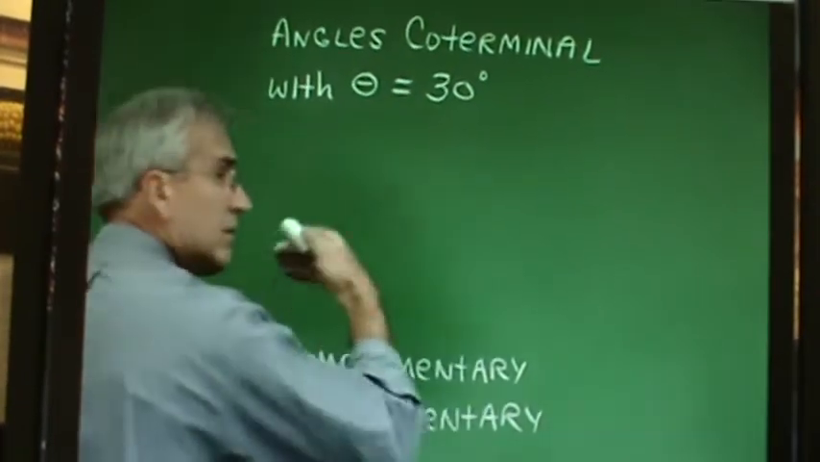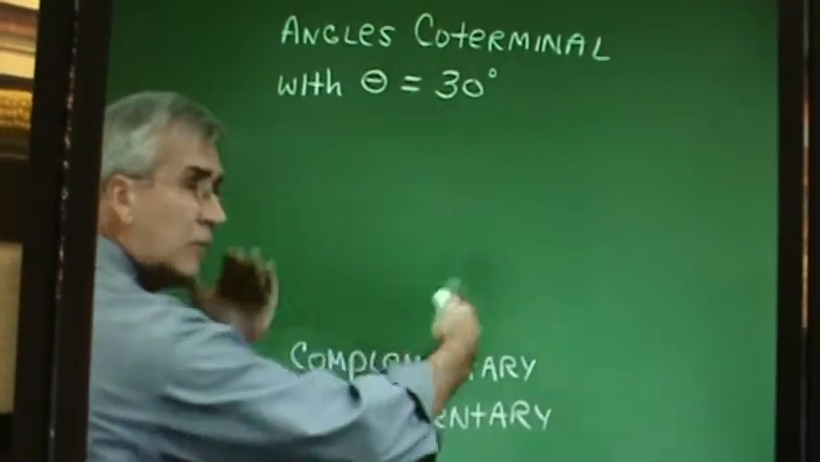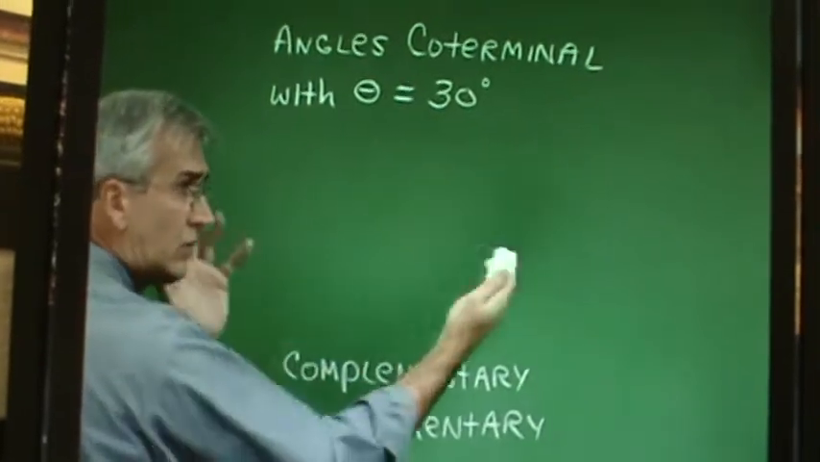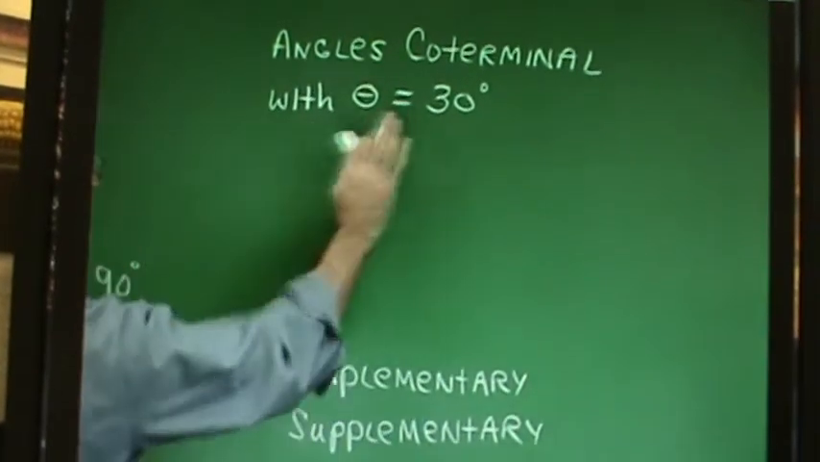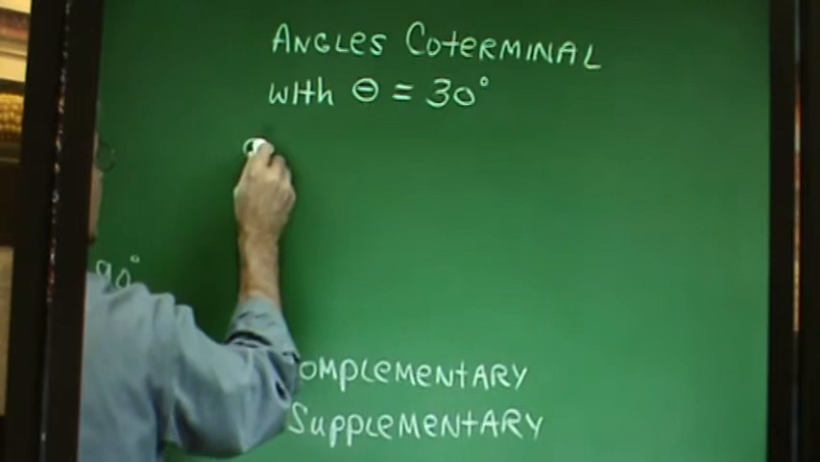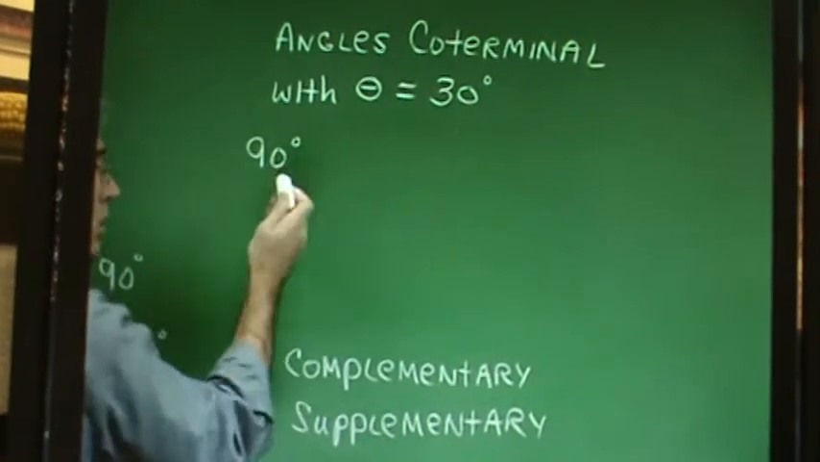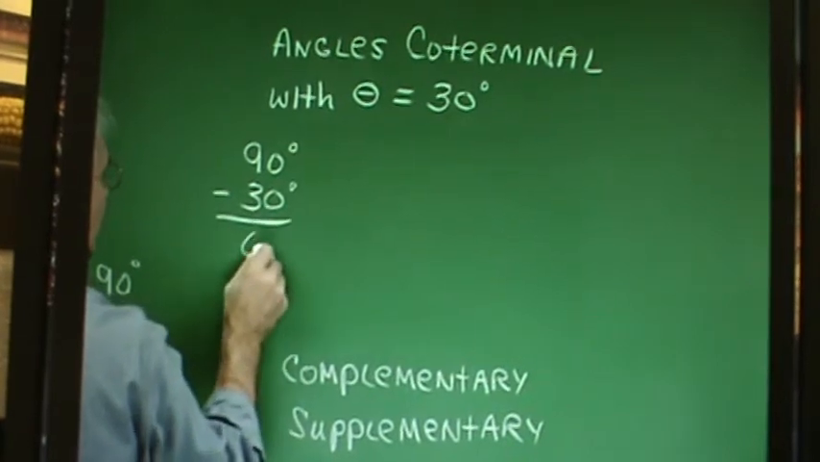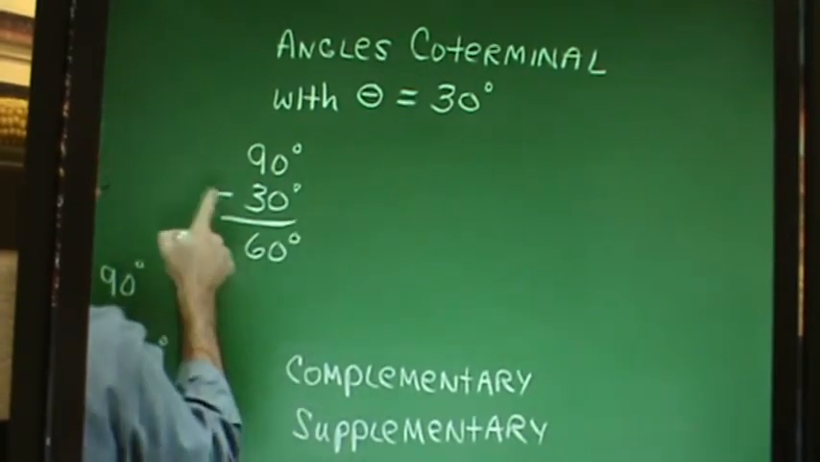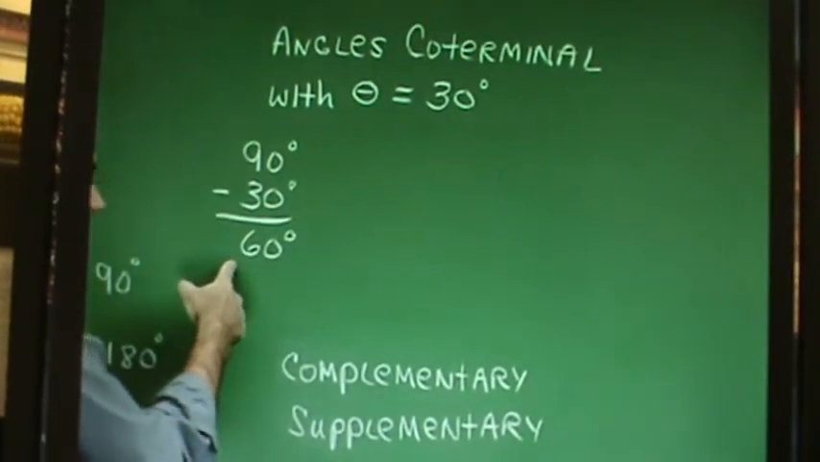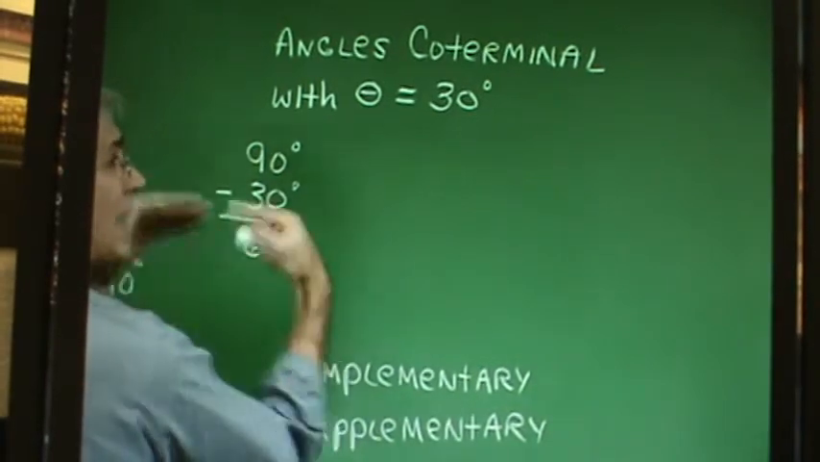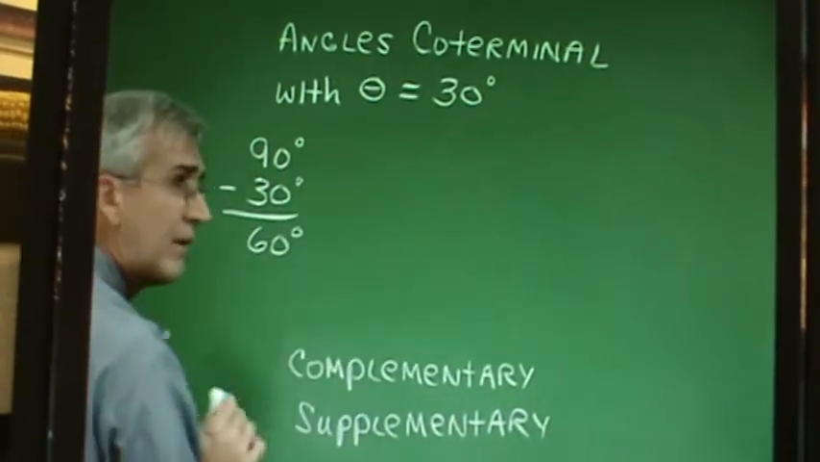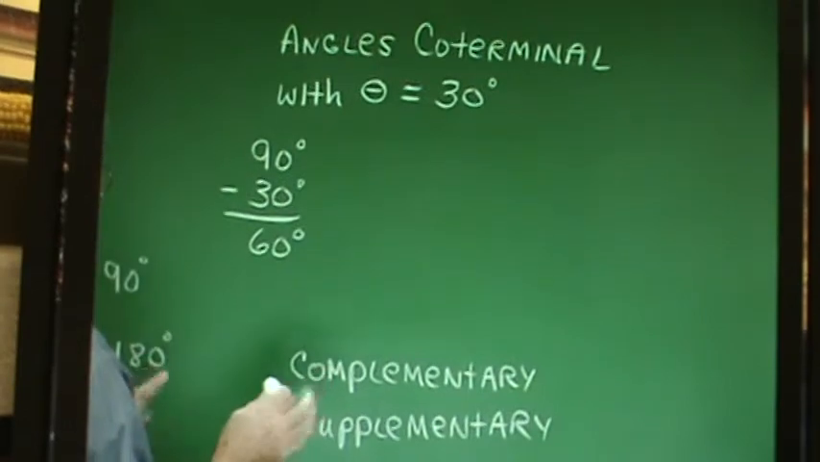Suppose we want to calculate the complement of the 30-degree angle. Well, complementary angles are angles that total 90 degrees. So the complement of a 30-degree angle would be found by taking the 90 degrees for the total, you see, and subtracting the angle that we already have, and we would find that the complement of the 30-degree angle is a 60-degree angle. So a 60-degree angle and a 30-degree angle are complementary. That's the idea.